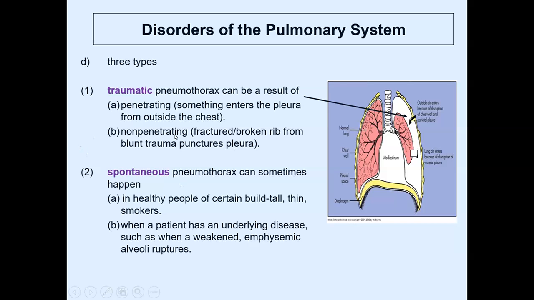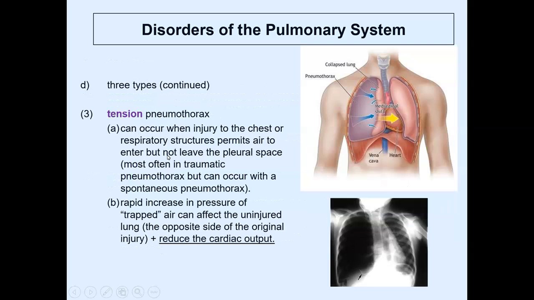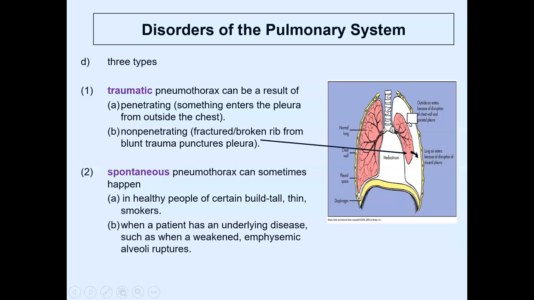If you're a football fan, you think of Tony Romo, back in the day, who received a fairly hard hit to the chest. It caused a broken rib, and then that broken rib punctured something on the inside, whether it was the pleural space, and caused air to enter the pleural space. Now, a spontaneous pneumothorax, so this is your picture representation. A spontaneous pneumothorax occurs when individuals who are healthy are very tall and thin.